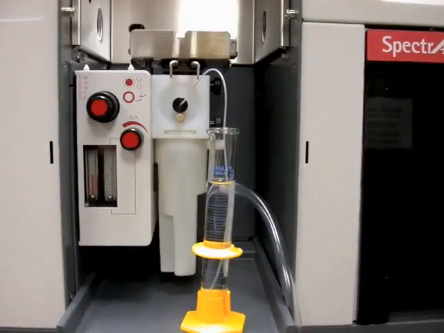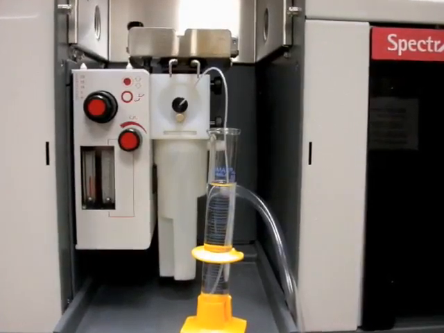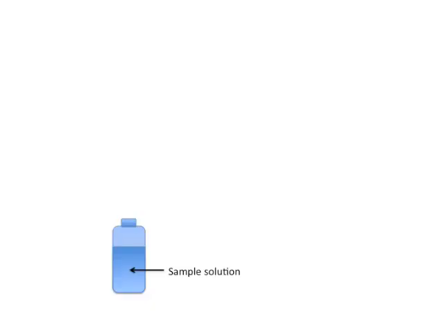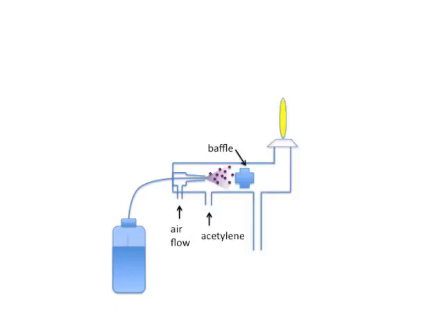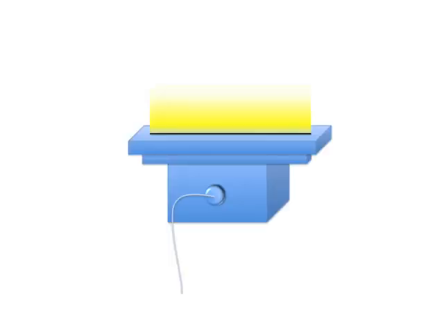Solution is aspirated from your container through a plastic capillary tube into a mixing chamber. The capillary is attached to a needle that forms part of a spray nozzle. Compressed air forms an aerosol of tiny droplets that mix with acetylene in the chamber. A baffle knocks down all but the tiniest droplets, which go into the flame to be detected. A light beam from a hollow cathode lamp is directed through the flame for a total length of 10 centimeters.